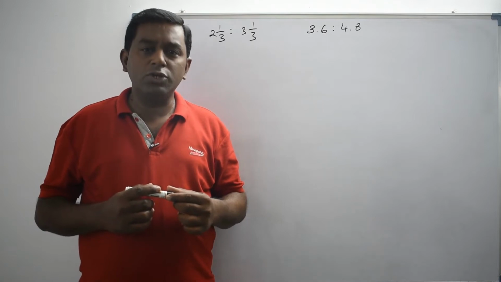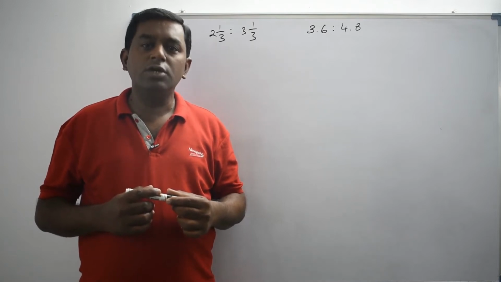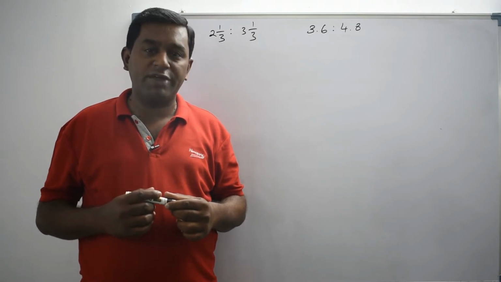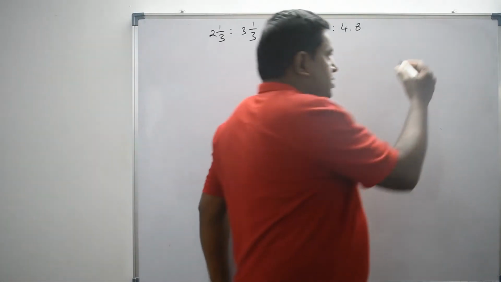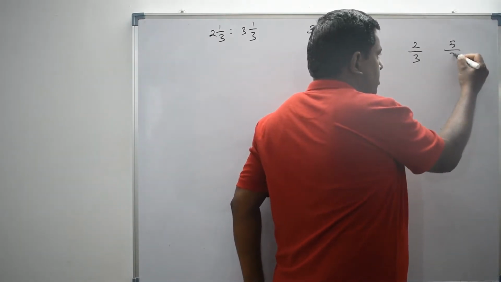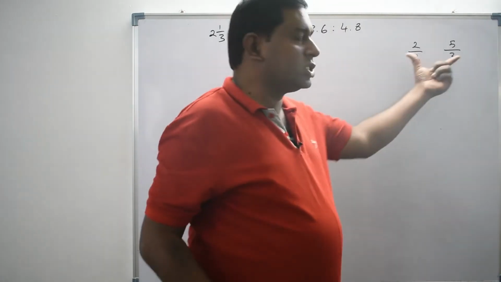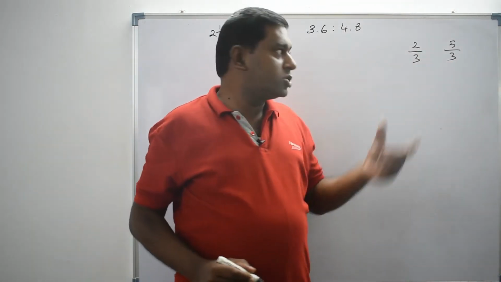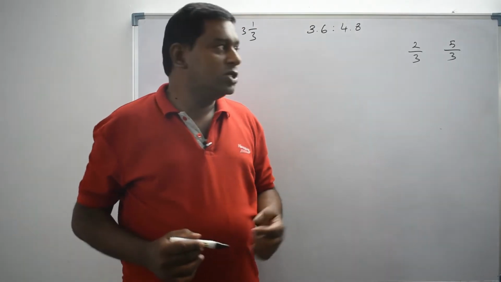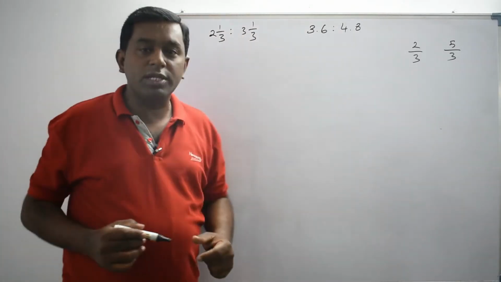If you want to compare two ratios and find which one is greater, you have to convert both the ratios into equivalent like fractions. For example, 2/3, 5/3. In these two fractions we have the same denominator. So these two fractions are considered to be equivalent like fractions.